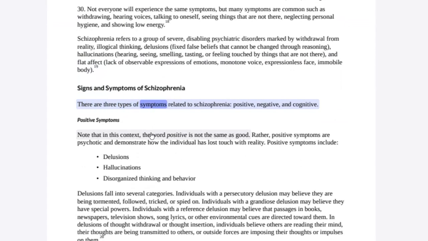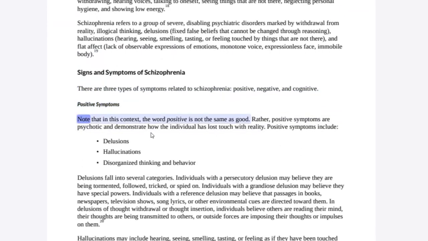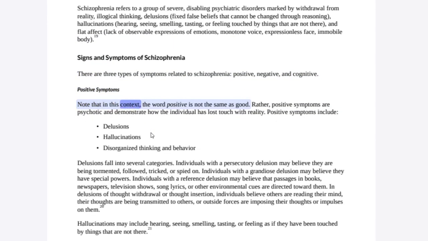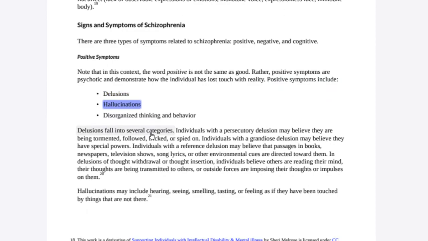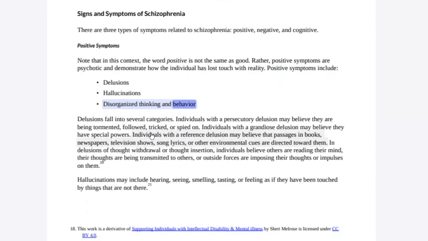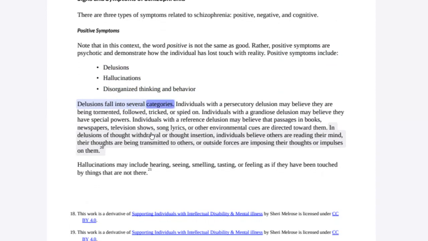There are 3 types of symptoms related to schizophrenia: positive, negative, and cognitive. Positive symptoms. Note that in this context, the word positive is not the same as good. Rather, positive symptoms are psychotic and demonstrate how the individual has lost touch with reality. Positive symptoms include delusions, hallucinations, disorganized thinking and behavior. Delusions fall into several categories.